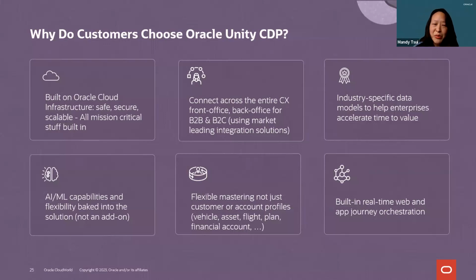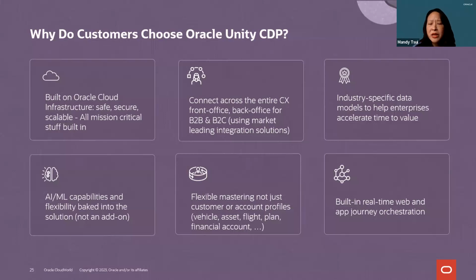Our AI/ML capabilities are baked into our solution. It is native to Unity. It is not an add-on. We do see out there that many CDPs have AI/ML capabilities that are add-ons and have additional costs. But for us, it's already native to our platform.